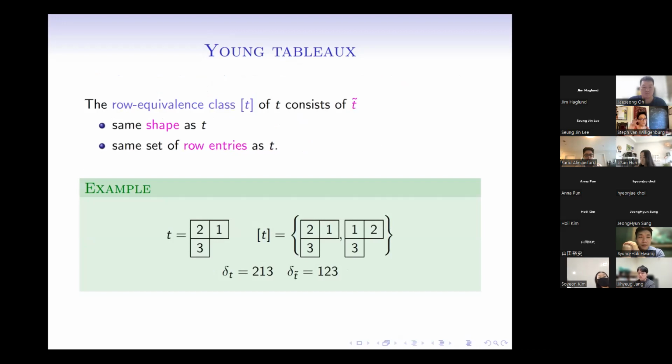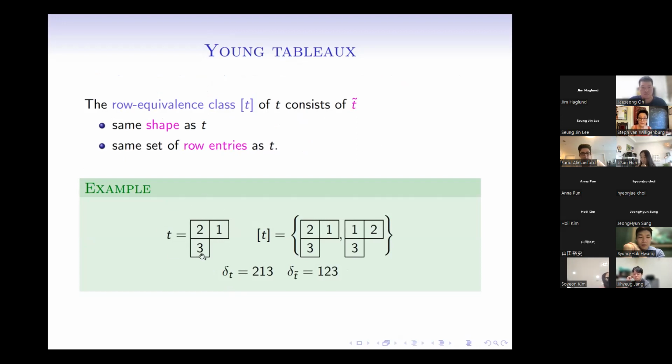And now what we're going to do with our little tableau is make a row equivalence class. That row equivalence class is going to consist of all Young tableaux that have the same shape as T and the same set of row entries as T. But they could be, and they will be, permuted amongst each other. So let's look at an example.